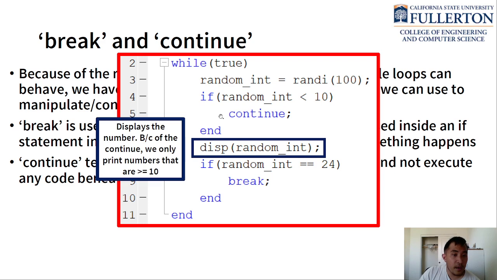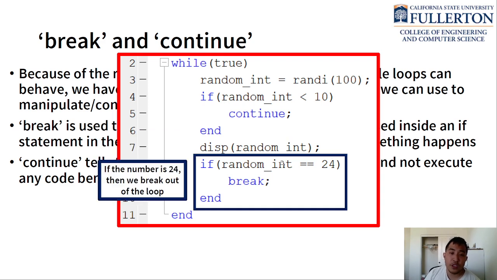Next, we display whatever that integer was. Notice that since this is after the continue, we're only going to display the number if it's greater than or equal to 10, because if it's less than 10, then we hit the continue and we don't even reach this part of the code. If you want to type this in, you can see the outputs. I didn't include them just because it's a lot of outputs. You'll see that the only numbers displayed are greater than or equal to 10.